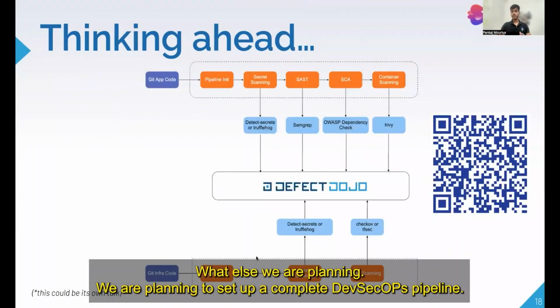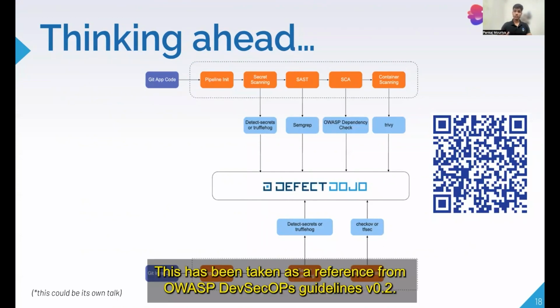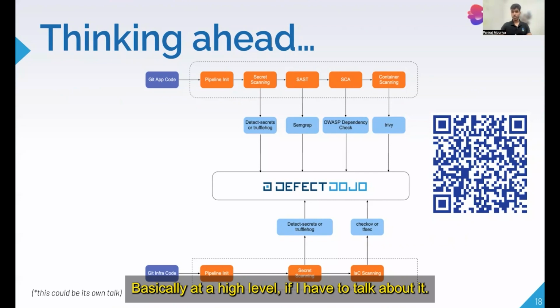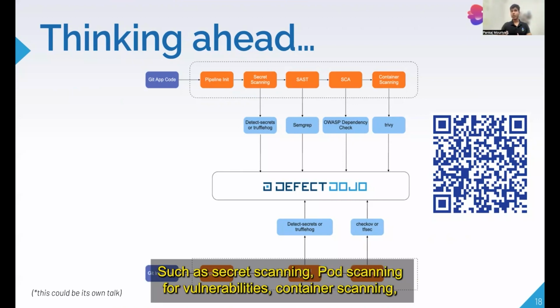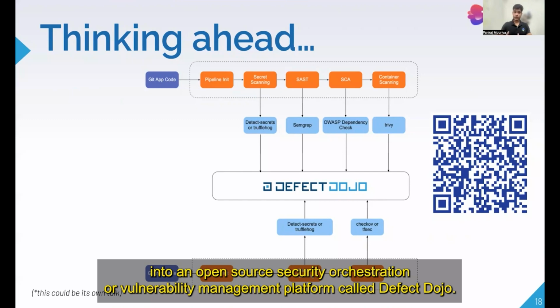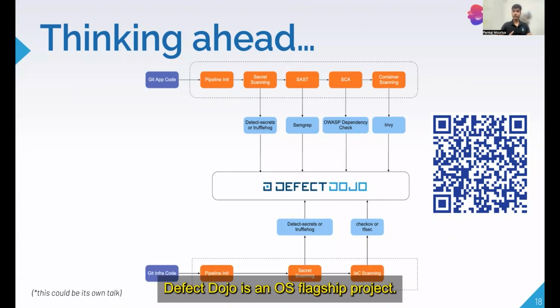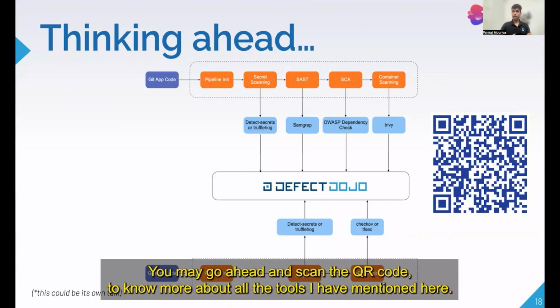What else are we planning? We are planning to set up a complete DevSecOps pipeline. This has been taken as a reference from the OWASP DevSecOps guideline V0.2. Basically, at a high level, we are planning to put the results and reports of various scans, such as secret scanning, code scanning for vulnerabilities, and container scanning, into an open source security orchestration and vulnerability management platform called Defect Dojo. Defect Dojo is an OWASP flagship project. You may go ahead and scan the QR code to know more about all the tools I have mentioned here.